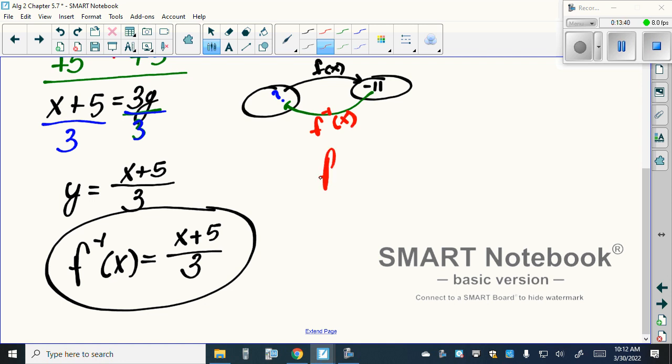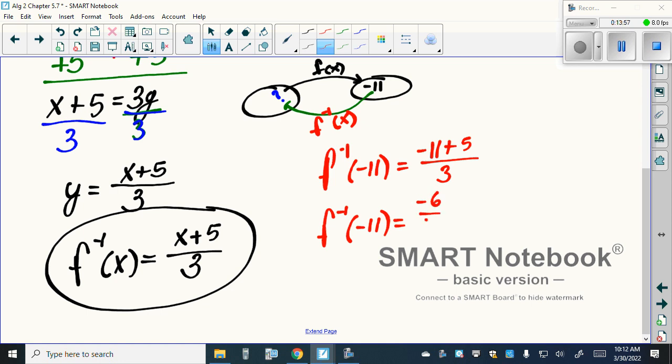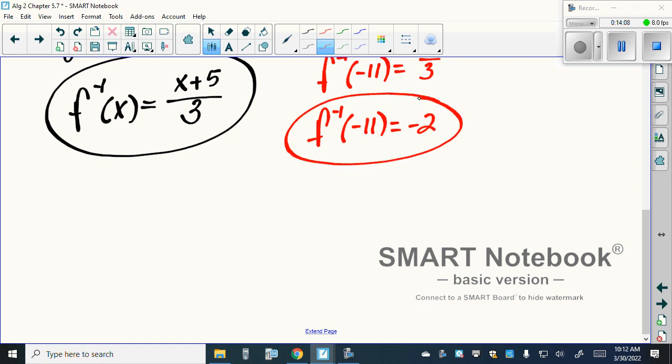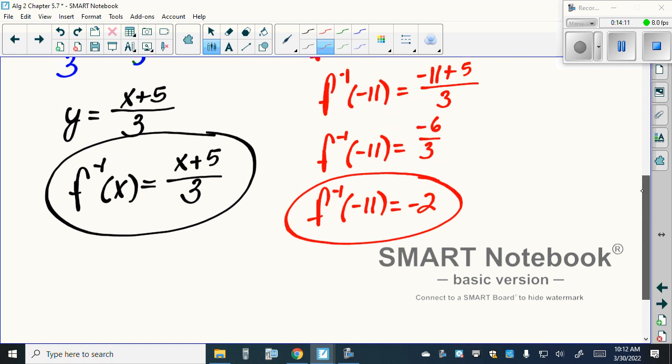we can just plug that negative 11 in for x, because this is our f inverse of x. So here we're finding f inverse of negative 11, which would be negative 11 plus 5 over 3. Yes, negative 6 over 3. So f inverse of negative 11 is negative 2. And that's all we have to do for this here. Any questions over anything we've done so far?